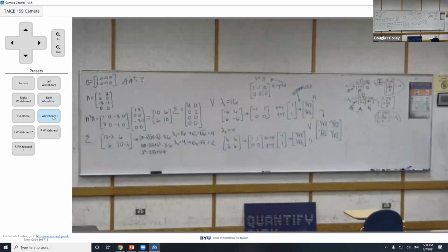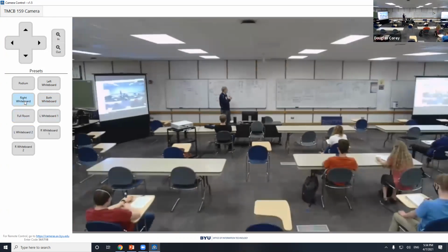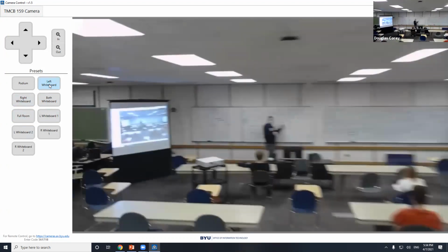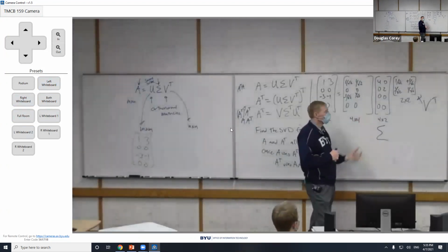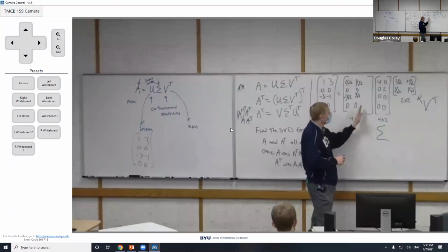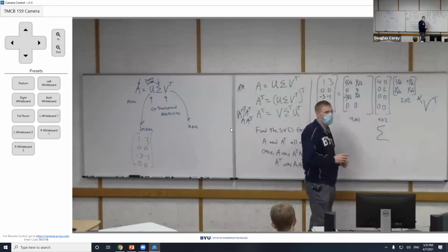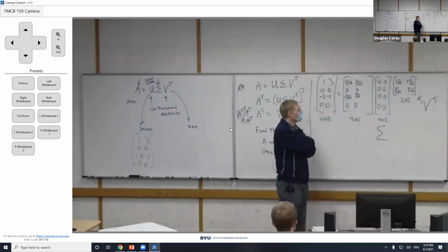Okay, and now we've got a problem. This needs to be a 4x4, but we only have 2 columns. We need 2 more columns, because it needs to be a square matrix so we can do the multiplication, and we want it to be an orthogonal matrix. So we need all the columns to be an orthonormal set. So what should we do?